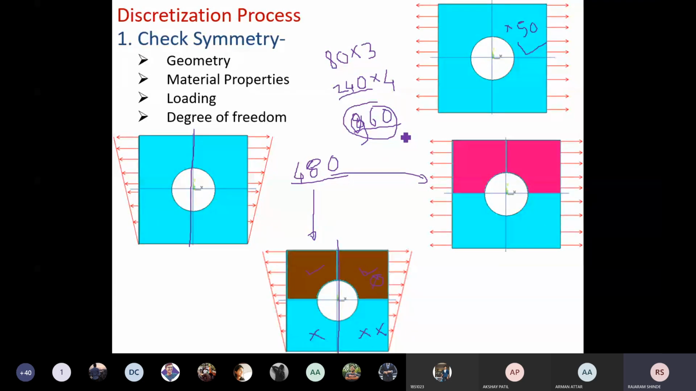Okay, and if we go for the computer, that is software, in software some memory is required for each equation. Here for 240 equations some memory is required, and more than that is required for 960 equations. Okay, in this way we can reduce the computational effort and memory required to solve problems by using symmetry. So first thing you have to check the symmetry. Now what are the different symmetries that we will discuss?